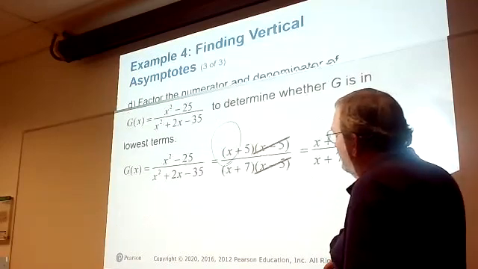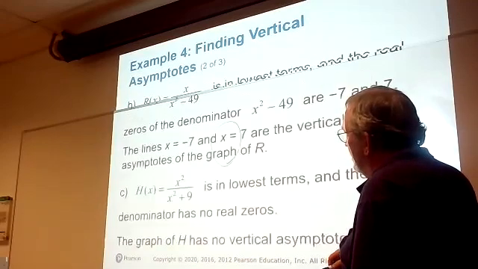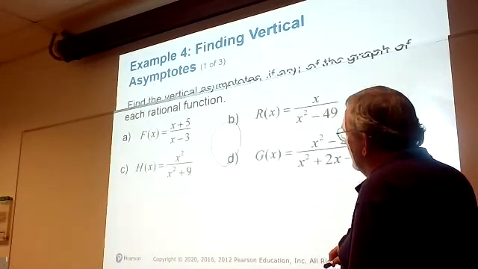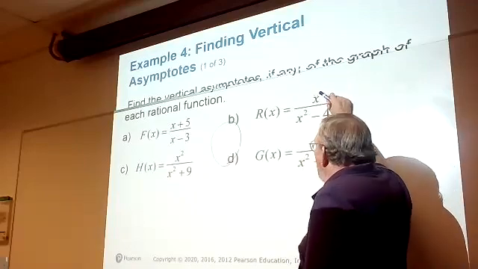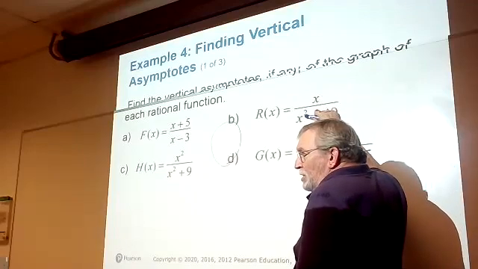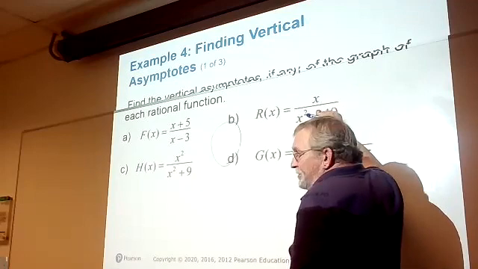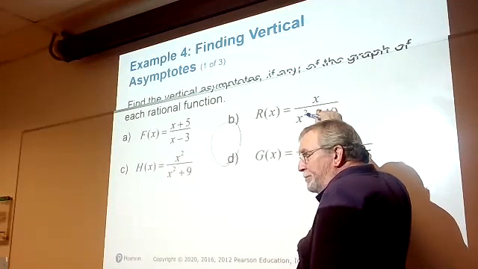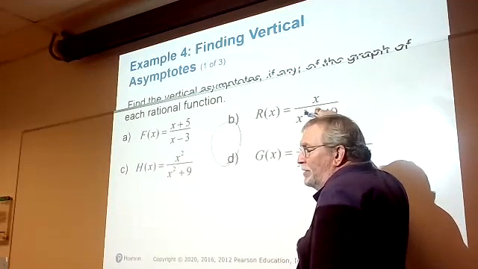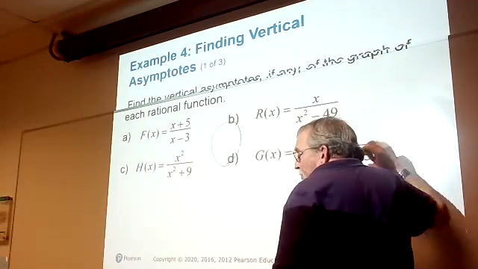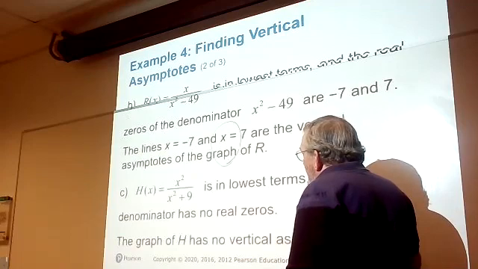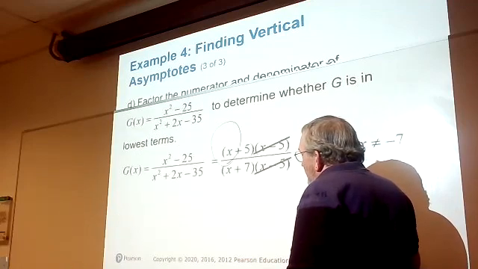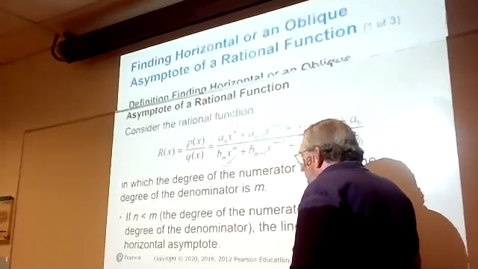Right? So, all right, this one. The degree up here is 1. The degree down here is 2. So this degree is less than this degree. So the horizontal asymptote is y equals 0. So the x-axis is the horizontal asymptote. Okay.